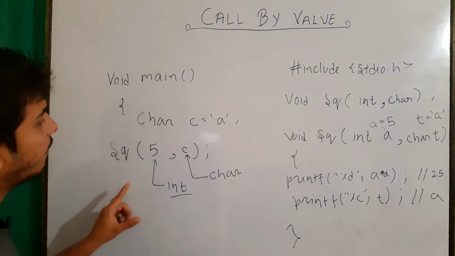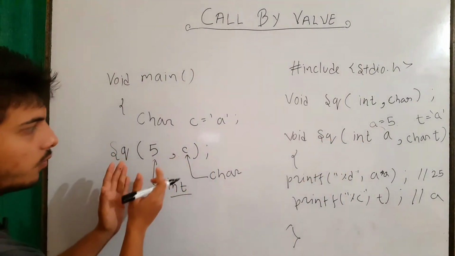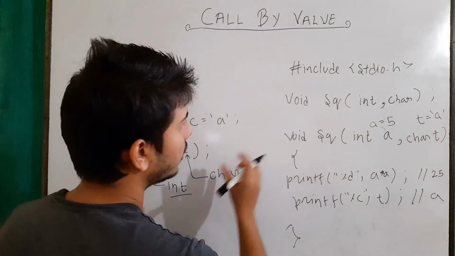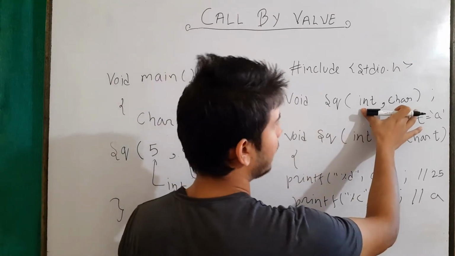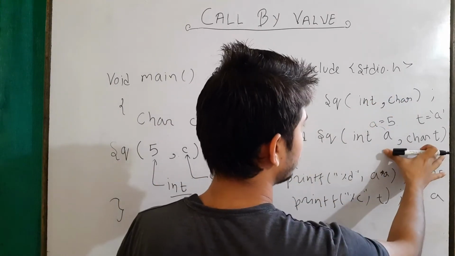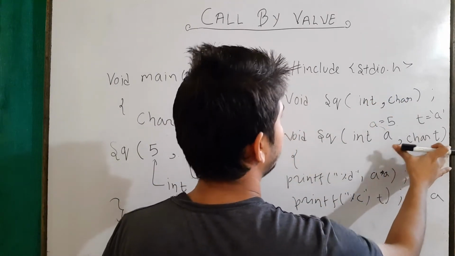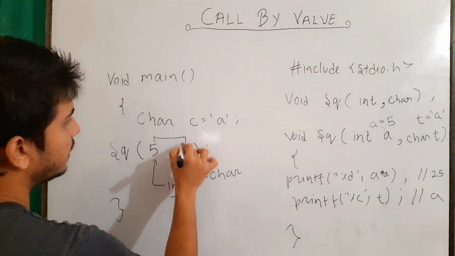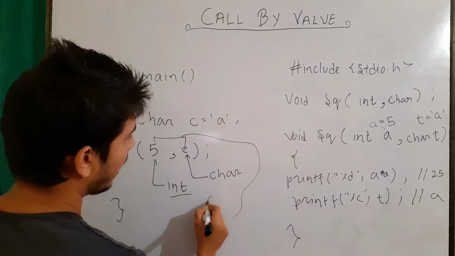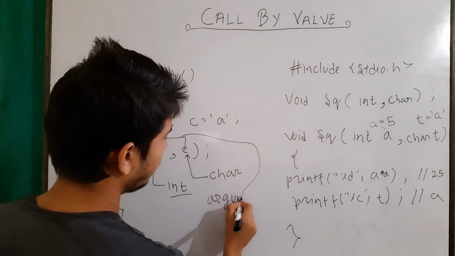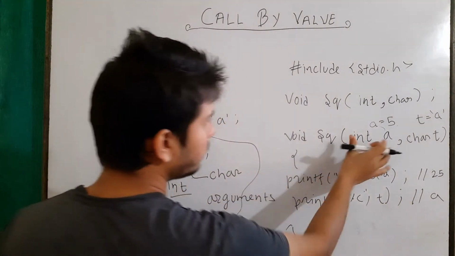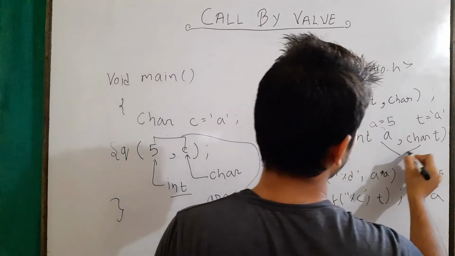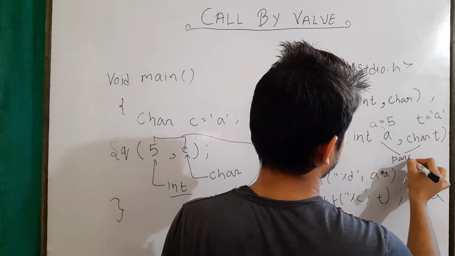First here we have to write values, which values we want to send. Then whatever values we want to send, according to its data type in its prototype we will write there, and then we will also make some variables in its definition. Another thing is that the values which I am sending are called the arguments, and these variables which I am making during the definition of the function are known as the parameters.